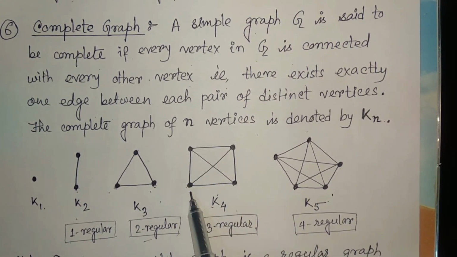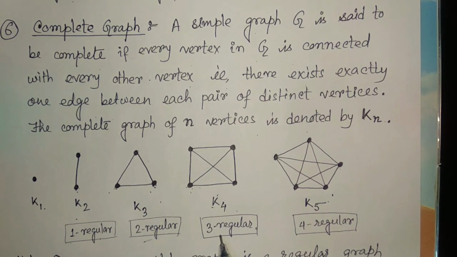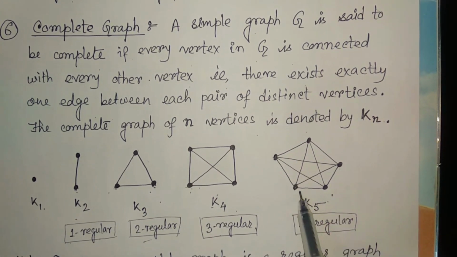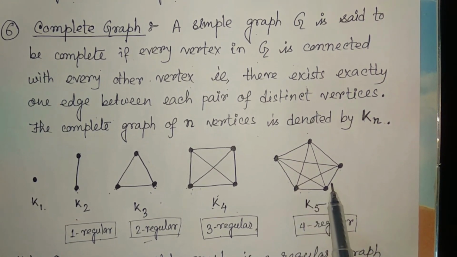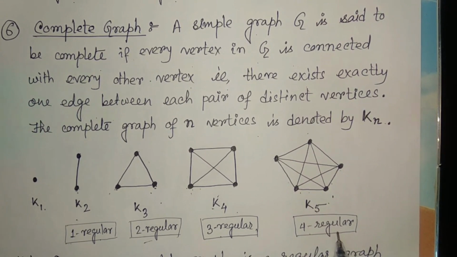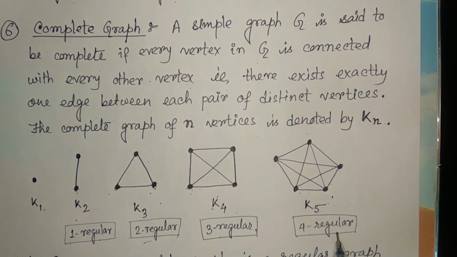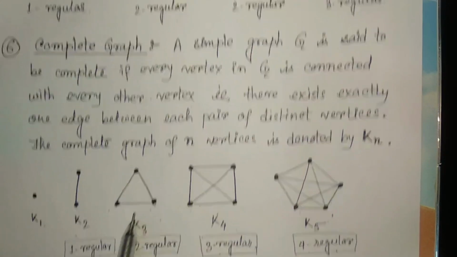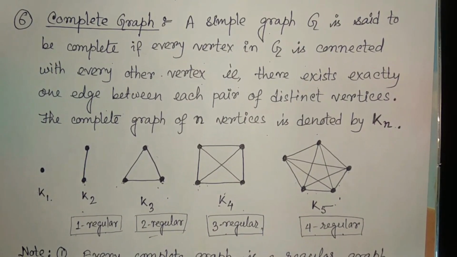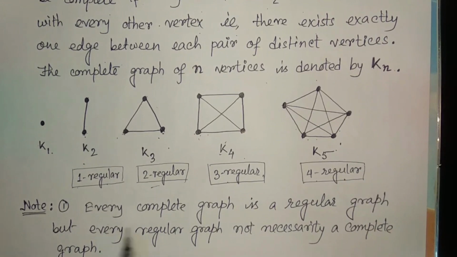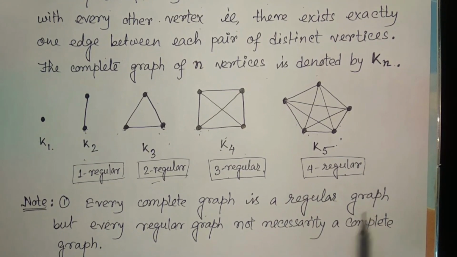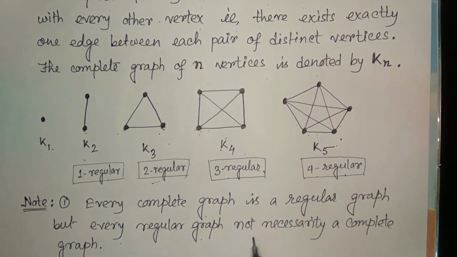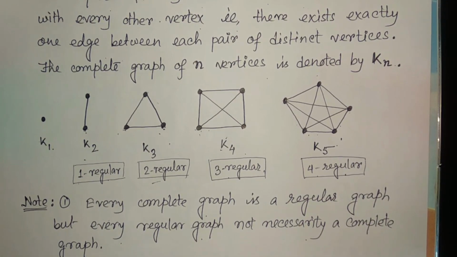Again, 4 vertices and all the vertices have degree 3. So it is a 3-regular graph. And here 5 vertices and each vertex has degree 4. So it is a 4-regular graph. From here we can conclude that any complete graph is also a regular graph. So every complete graph is a regular graph, but every regular graph is not necessarily a complete graph.